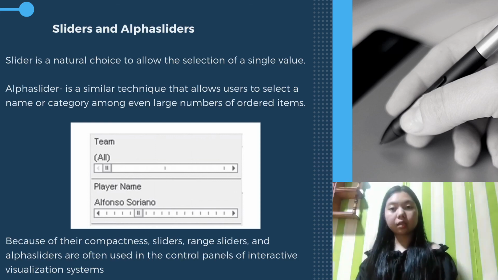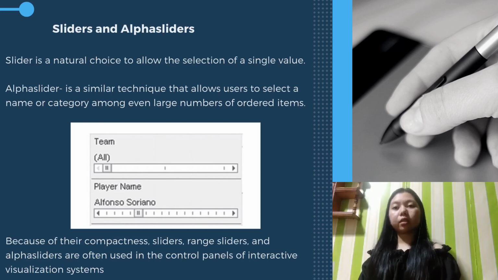Because of their compactness, sliders, range sliders, and alpha sliders are often used in the control panels of interactive visualization systems. When results are available in real time, a sweep of the slider thumb allows rapid comparisons between the results of dozens of choices within seconds without having to even look at the slider. This would be very tedious with a standard menu that requires users to start the selection process again for each new value.